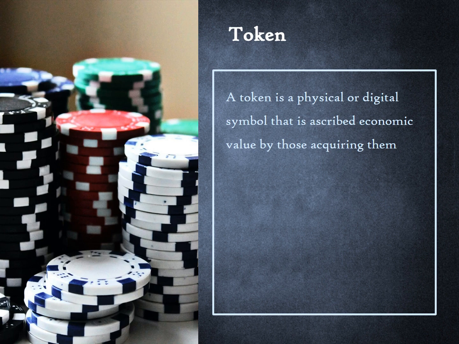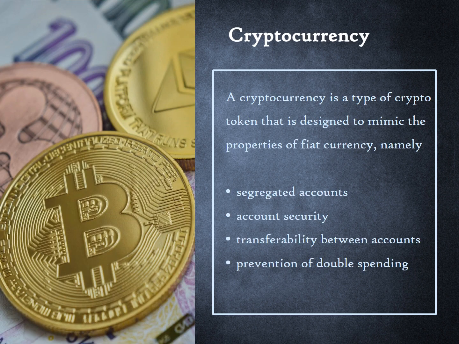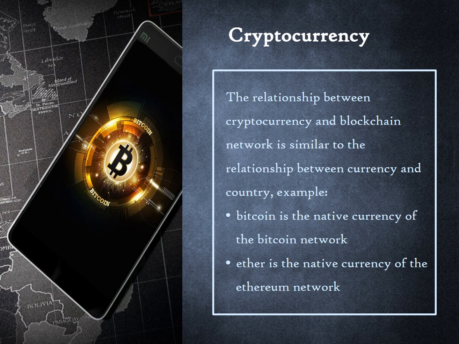A token is a physical or digital symbol that is ascribed economic value by those acquiring them. A crypto asset is a digital token that resides in a blockchain network. Throughout this course, we will use the term token and asset interchangeably. A cryptocurrency is a type of crypto token that is designed to mimic the properties of fiat currency. These properties include segregated accounts, account security, transferability of value between accounts, and finally, prevention of double spending. The relationship between cryptocurrency and blockchain network is similar to the relationship between currency and country. Bitcoin is the currency of the Bitcoin blockchain network. Ether is the currency of the Ethereum blockchain network.